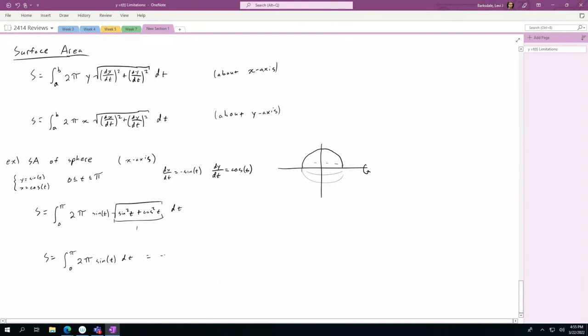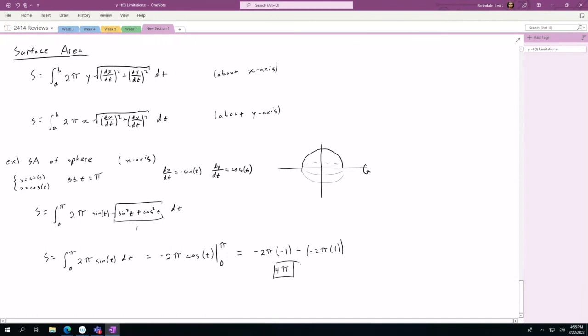which is equal to negative 2 pi cosine of t, evaluated at 0 and pi, which is of course equal to negative 2 pi times negative 1 minus negative 2 pi times positive 1. And this gets us 2 pi plus 2 pi, which is 4 pi for our surface area.